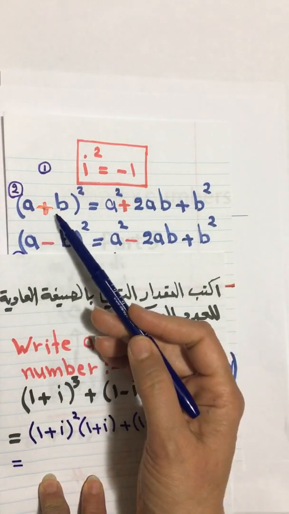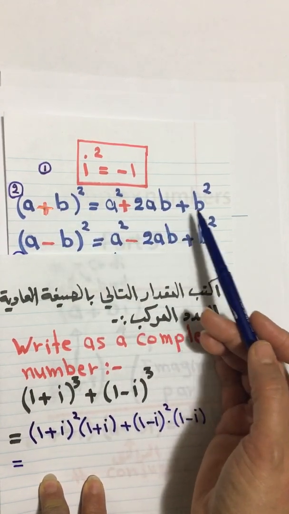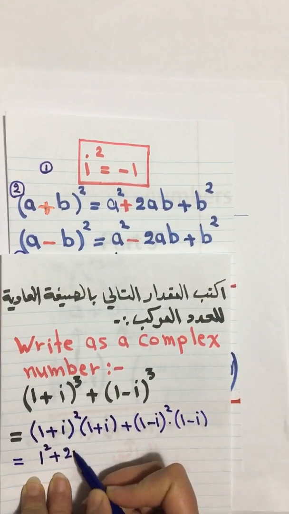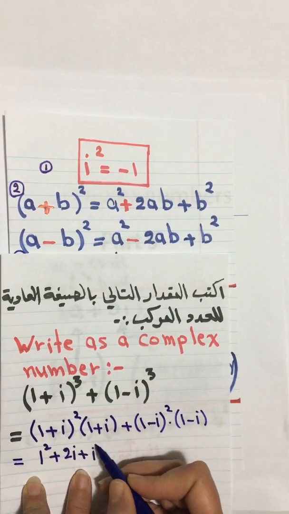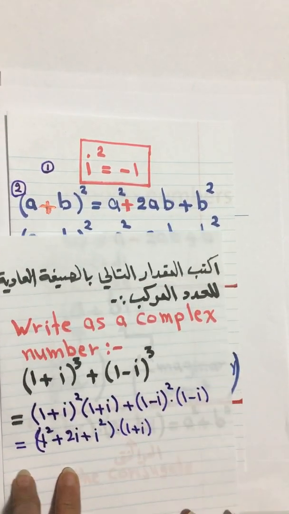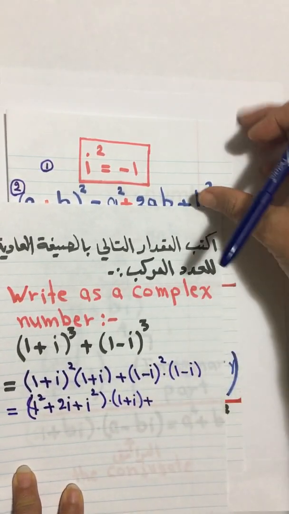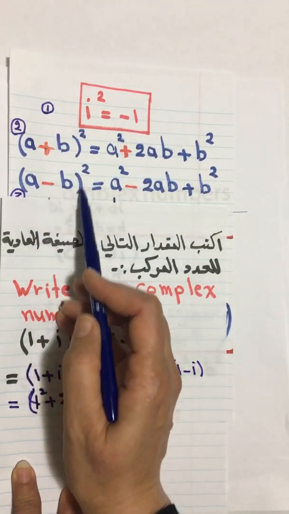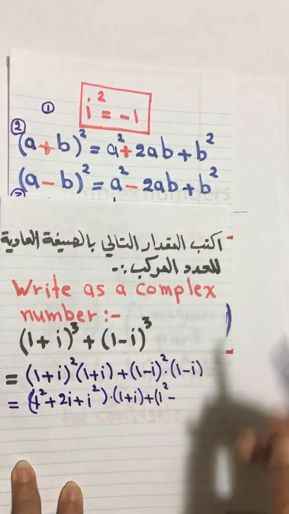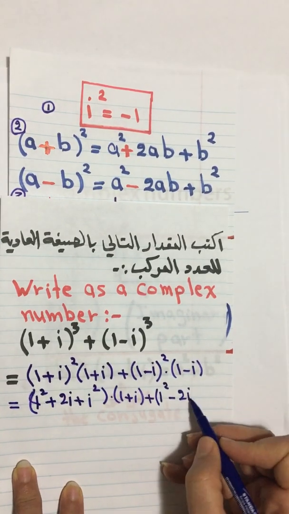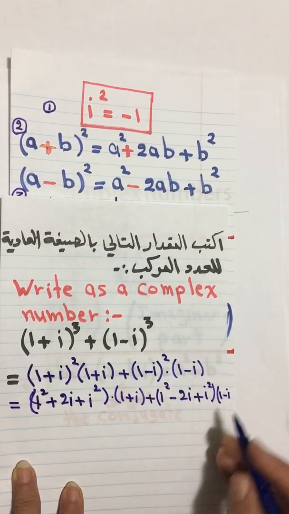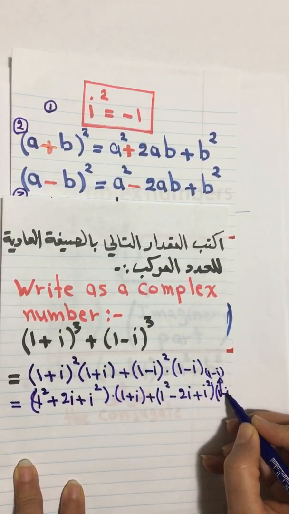If I look, I have (a plus b) squared, it's a squared plus 2ab plus b squared. A squared means 1 squared plus 2 times 1 times i, 2i plus i squared, times (1 plus i), plus (1 minus i) squared. I have it right here. (a minus b) squared, it's a squared means 1 squared minus, same sign, 2 times 1 times i means 2i plus i squared, times (1 minus i).